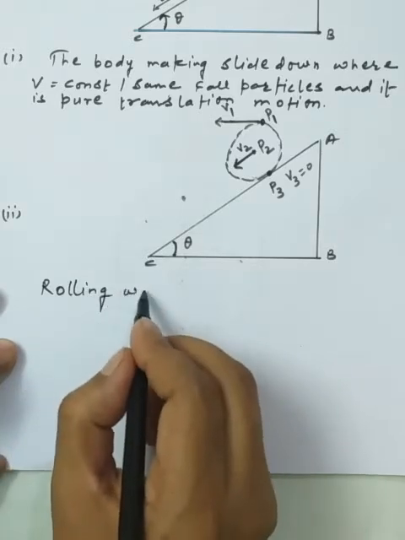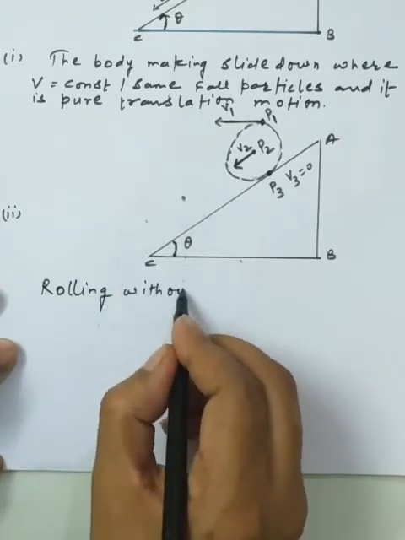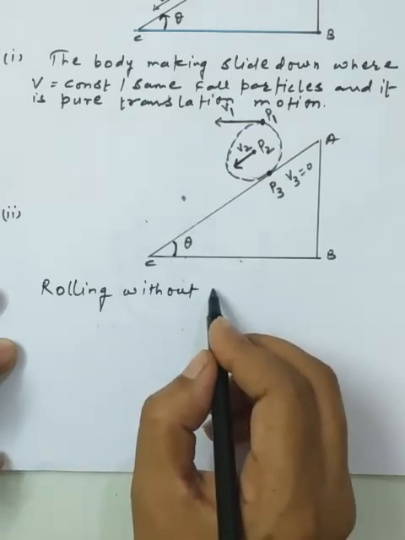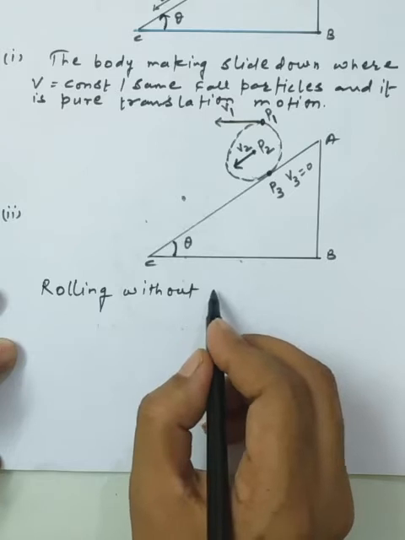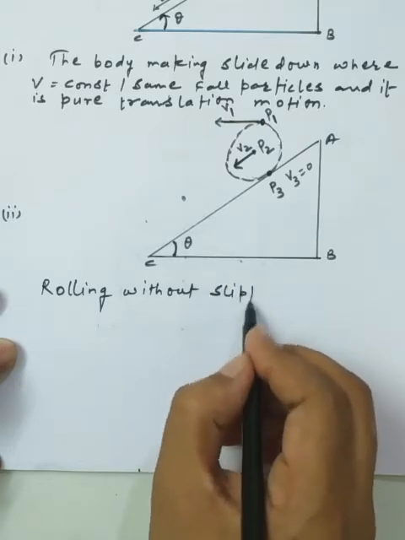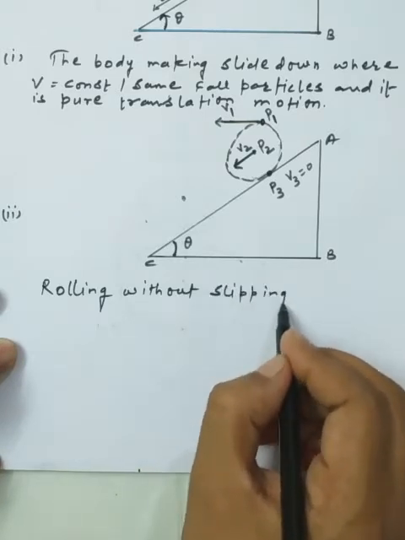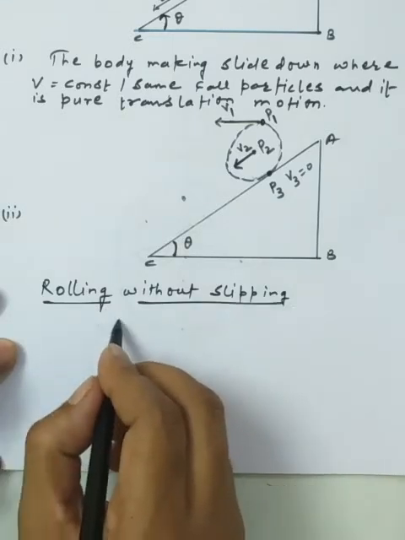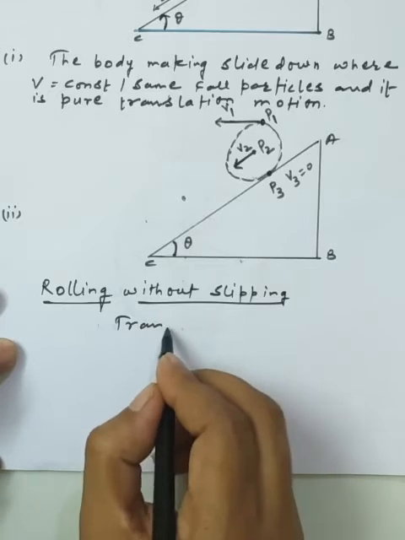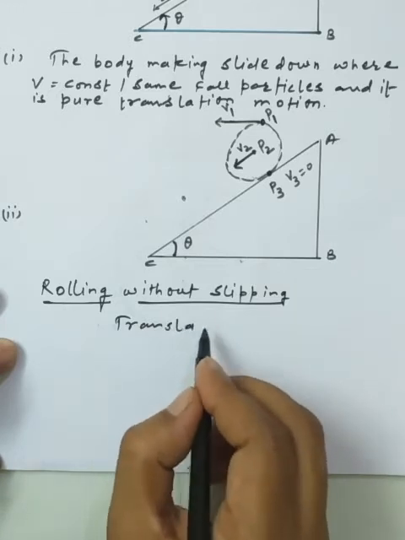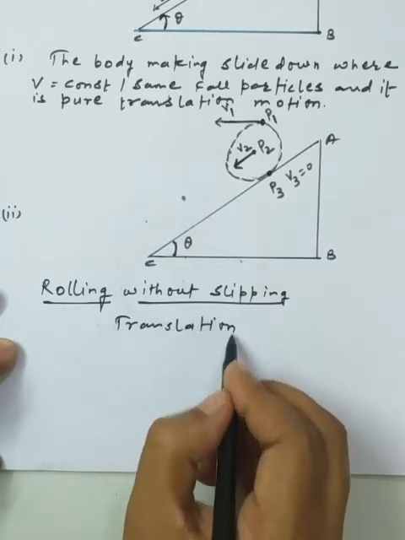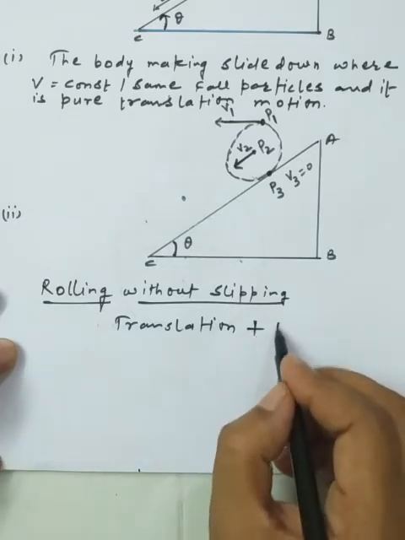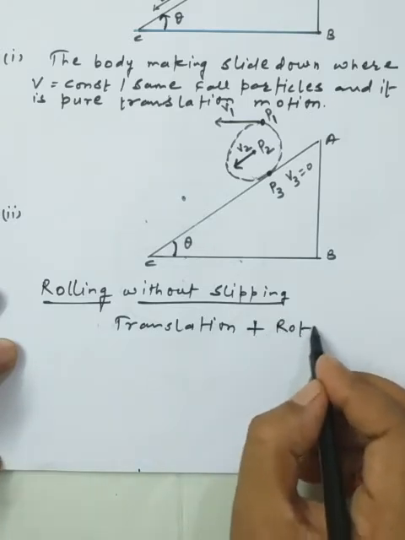Rolling without slipping. So it's simply a combination of two types of motion. First is the translation, as the whole object is moving down the inclined plane. Translation plus, if it is rolling, we are making the assumption of rotation.